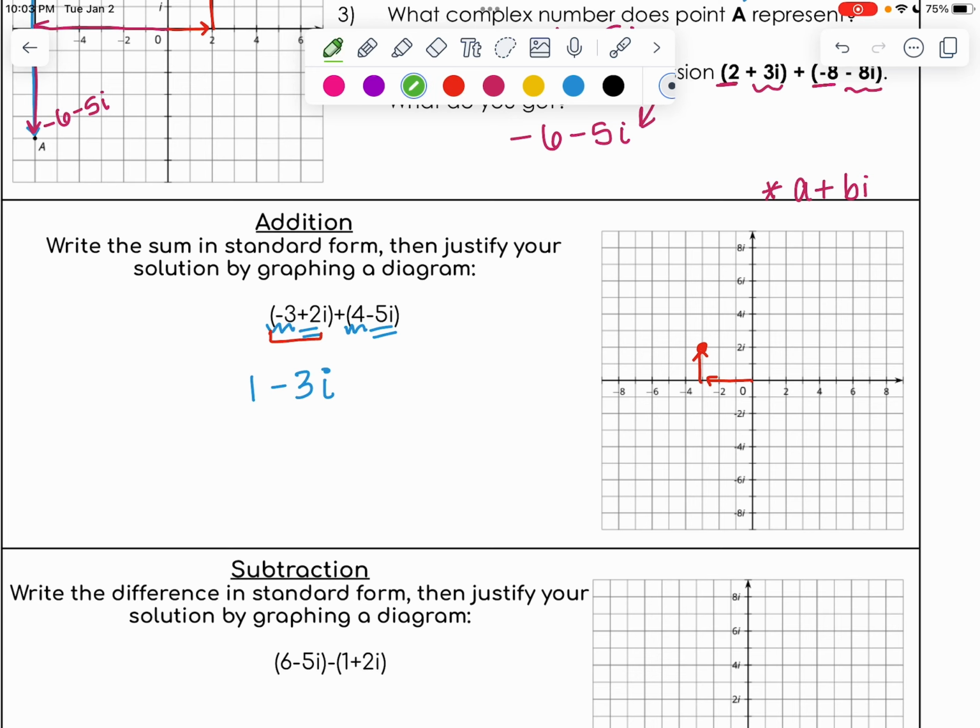But now we're going to add the next complex number to that point. So I'm going to start with 4 on the real axis. So 1, 2, 3, 4. And then we're going to go negative 5 in the imaginary direction. So that'll be down 1, 2, 3, 4, 5. And when we put that together, we go right 1 and down 3 to get the complex number 1 minus 3i, which is what we had found.